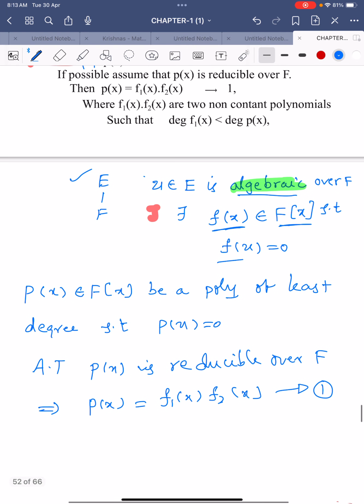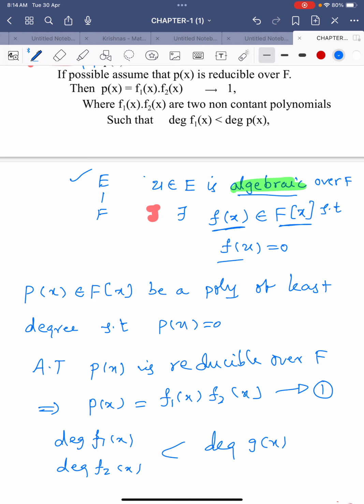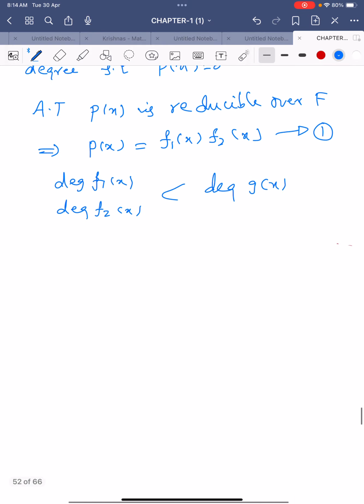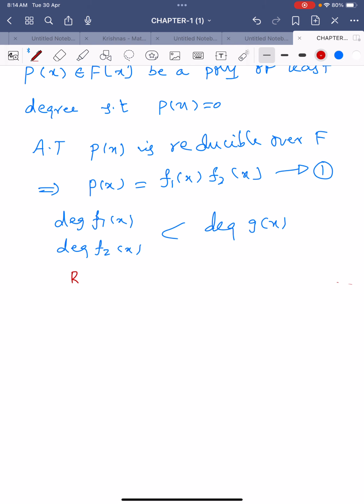If p of x is equal to f1 of x into f2 of x, from equation 1, f1 of x into f2 of x is equal to p of x, where the degree of f1 of x and the degree of f2 of x both are less than the degree of p of x. I mean the degrees of the factors f1 of x and f2 of x both are less than the degree of p of x. Now replace x by u in equation 1. What you get? P of u is equal to f1 of u into f2 of u.